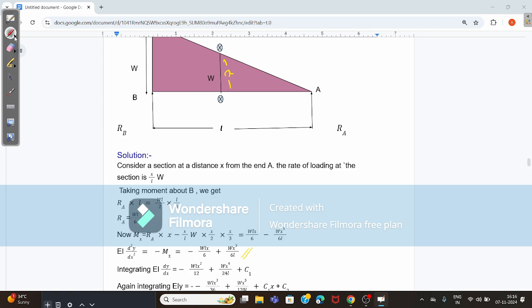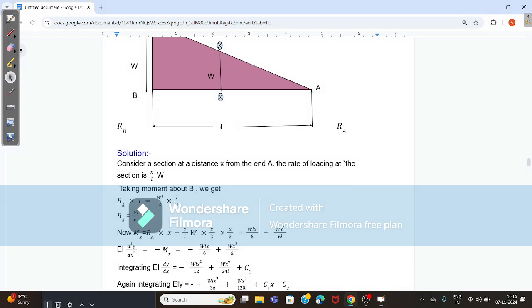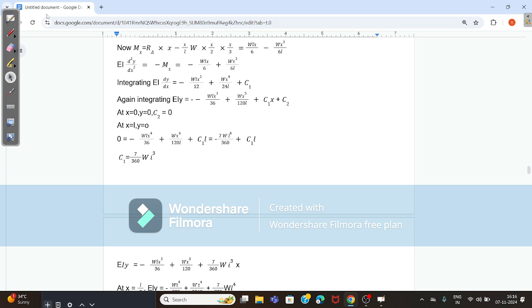Now integrating these values, we get EI dy/dx = −WLx^2/12, integrating x gives x^2/2, plus Wx^4/24, integrating x^3 gives x^4/4, already 6L is there, so 6 times 4 gives 24, plus C1.